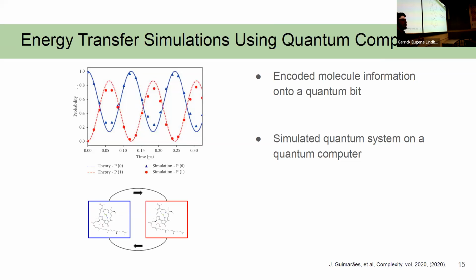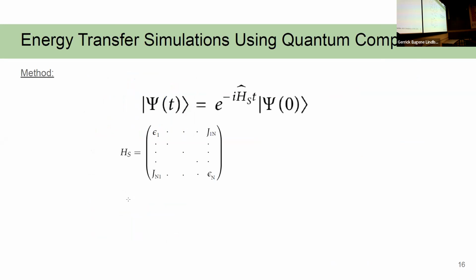And we're only considering the energy kind of transferring between two molecules instead of an entire system. And the two big things that we were able to get out of this were, first, we were able to model this biological system on a quantum computer. And two, we were able to encode the information of these molecules onto a quantum bit, which is really exciting. And so you might be wondering, how do they do it? And it really comes down to using this equation up here.